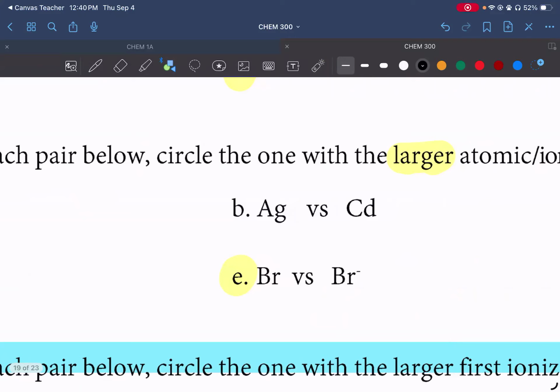Looking at E, we're comparing bromine neutral. We know it's neutral because there is no charge specified. And bromine anion, a negative charge. What do we say about anions? We said that anions are larger than their neutral counterpart. So the bromine minus will be larger.